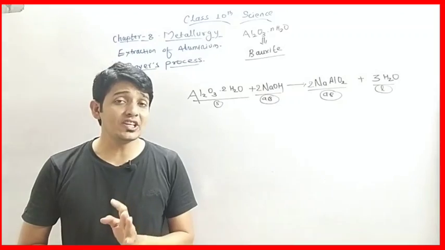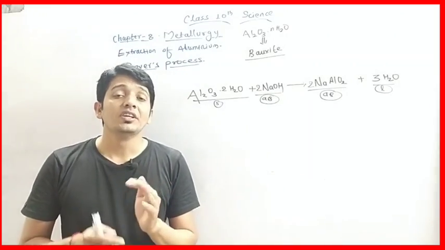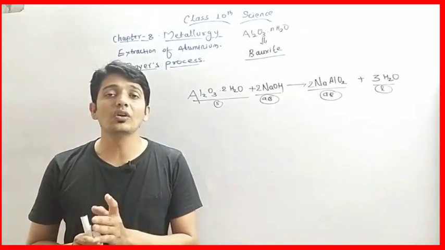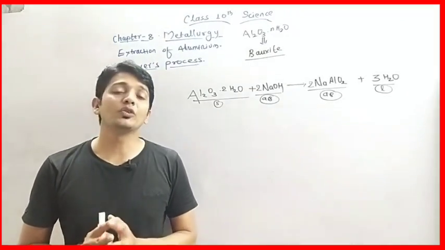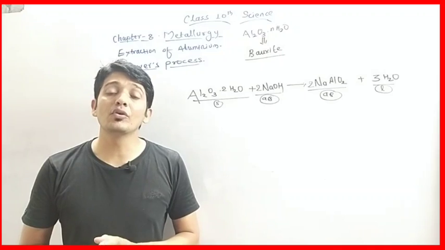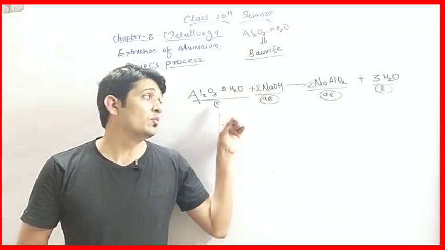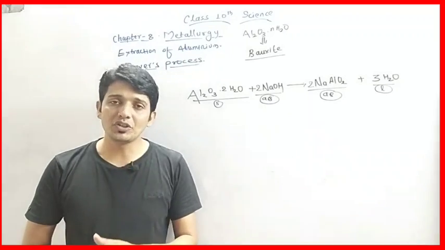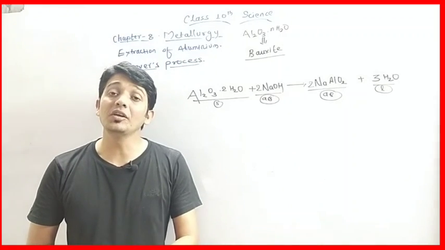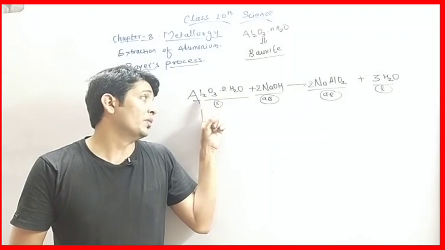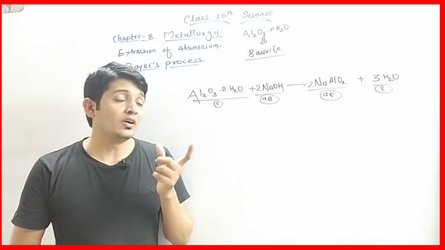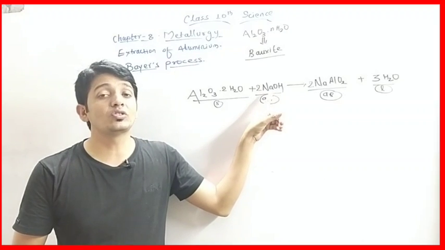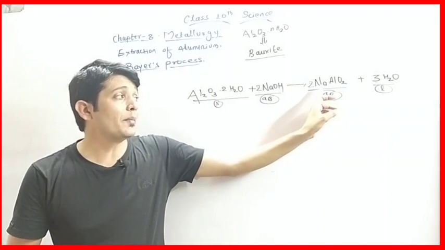What is amphoteric in nature? The amphoteric nature means the oxide of the metal which has the capacity to dissolve or react with acid as well as base is called an amphoteric oxide. So aluminum oxide is nothing but an amphoteric oxide, because it has the capacity to dissolve in acid as well as in base. So here the aluminum oxide, that is our alumina, we dissolve in sodium hydroxide to form sodium meta-aluminate.